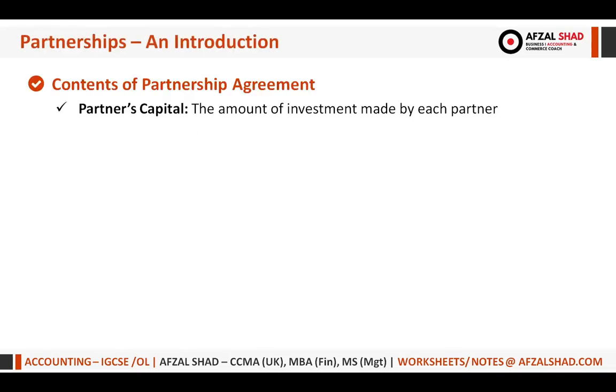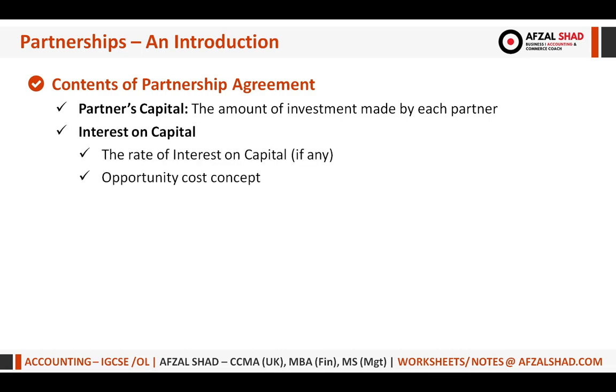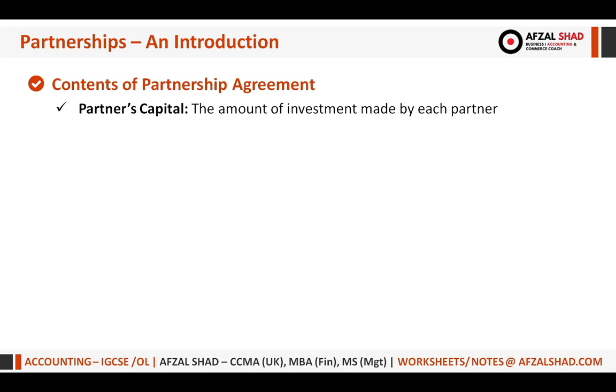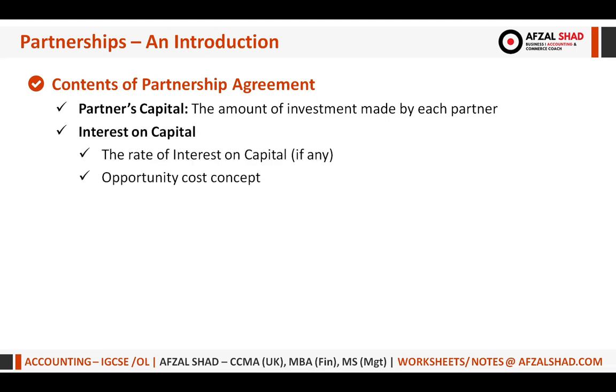Then, contents of a partnership agreement. The first is partners. For what things are really important? It's not limited to this. You can add anything you want, but there are some things which should be part of the partnership agreement, and one of them is the partners' capital. So how much capital is going to be invested by whom? You are going to invest $10,000, I am going to invest $15,000. So it has to be written that this amount of money is going to be invested in the business by each person. Interest on capital.